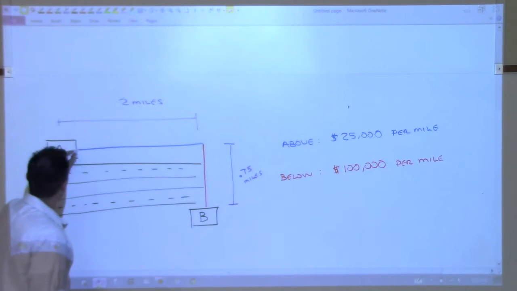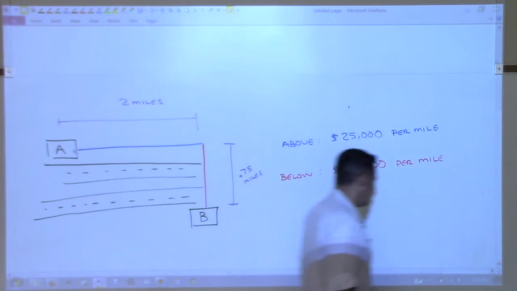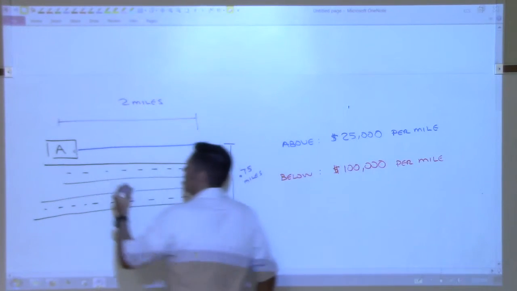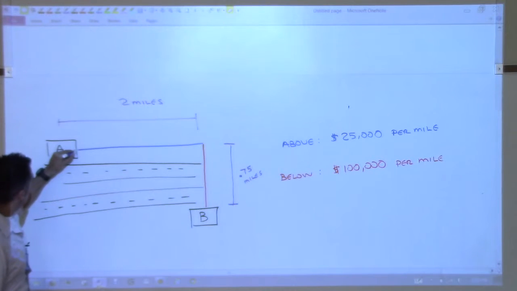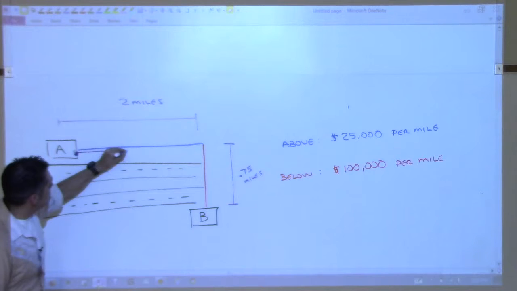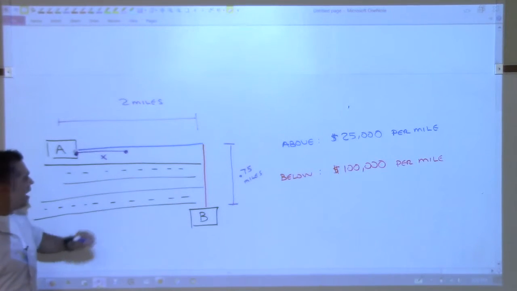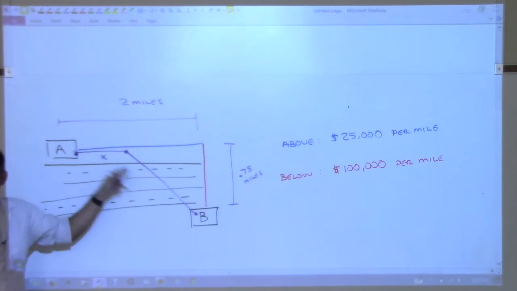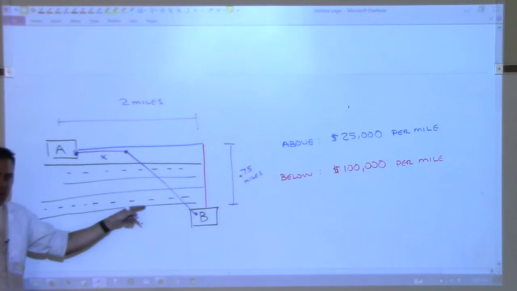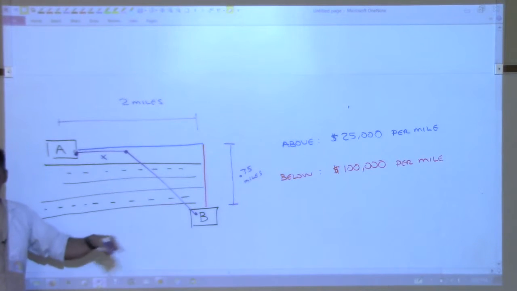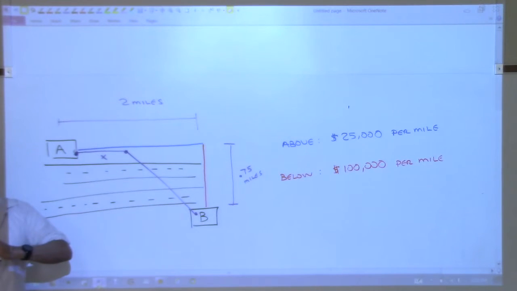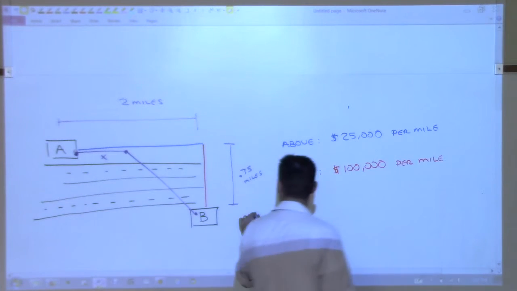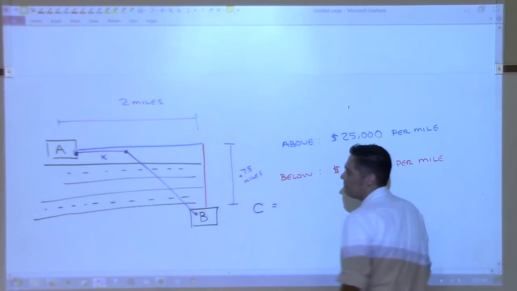What we need to do is figure out the most efficient way to go. So what we're going to do is this. Imagine we go out down the road to some point X. And then from that point X, we cut across to B. We're going to find a function that would give us the cost of doing that. And then we're going to find the minimum of that function. Does that make sense? So what would this cost function look like? What would the cost of this be?